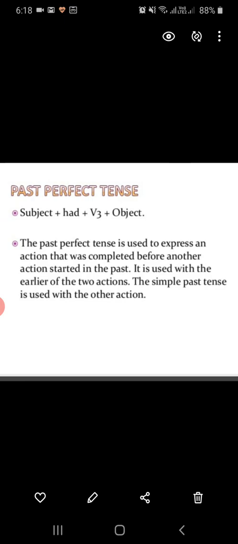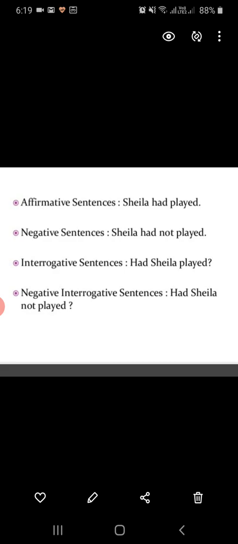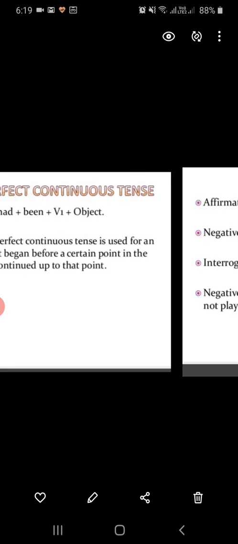Past perfect tense, subject plus had plus third form of the verb plus object. The past perfect tense is used to express an action that was completed before another action started in the past. It is used with the earlier of the two actions. The simple past tense is used with the other action. Affirmative, Sheila had played. Negative, Sheila had not played. Interrogative, had Sheila played? Negative interrogative, had Sheila not played?